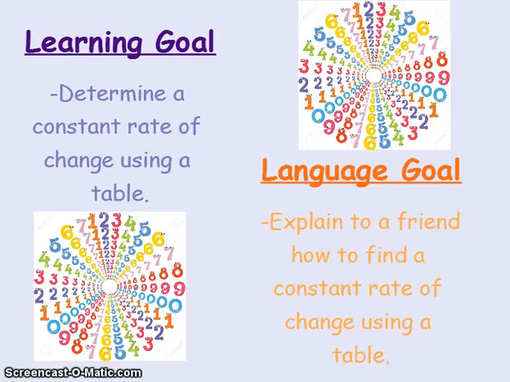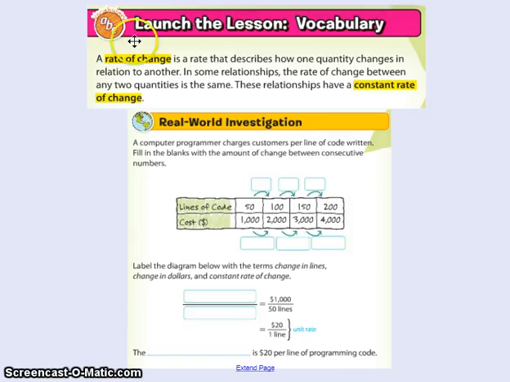All right, our learning goal today, we're going to determine a constant rate of change using a table. And then your language goal is to explain to a friend how to find a constant rate of change using a table. All right, so you should have this vocabulary sheet in front of you. Let's fill in some of the vocabulary.